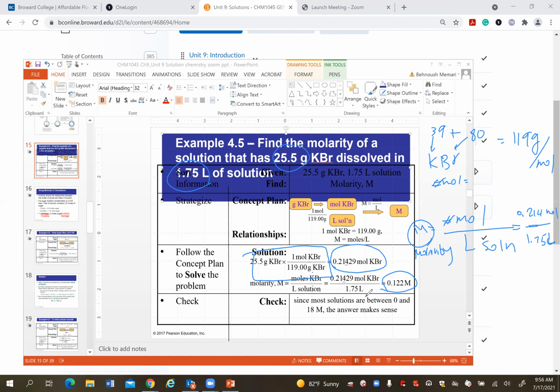So for molarity problems, mass of the solute could be a question. Number of moles of solute could be a question. Liter of solution could be a question, or molarity could be a question. But as long as you know the formula, you know the base, molarity is number of moles over liter of solution, you should be able to find the number of moles, or if you have the moles, find the gram and answer the question.